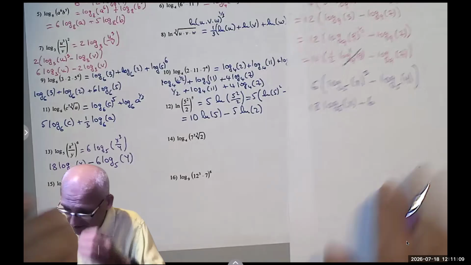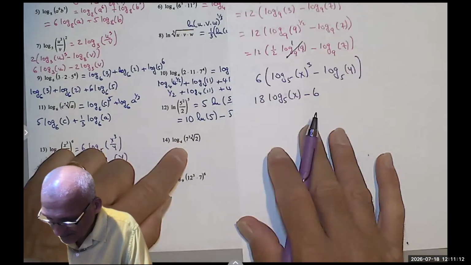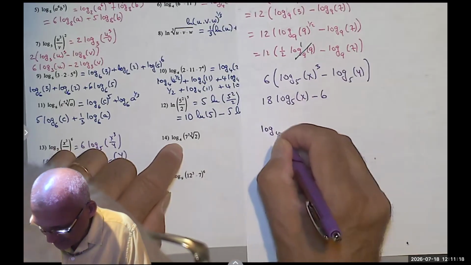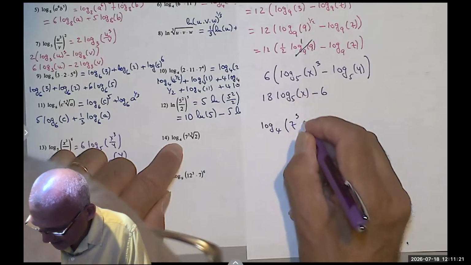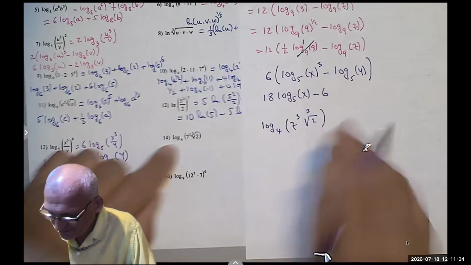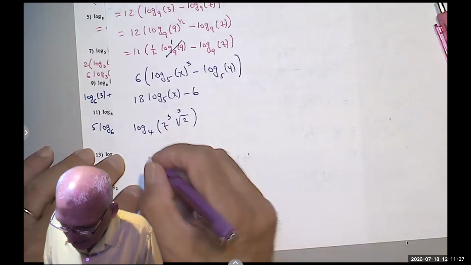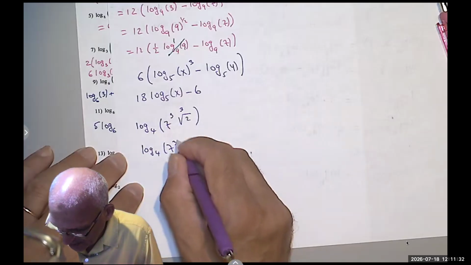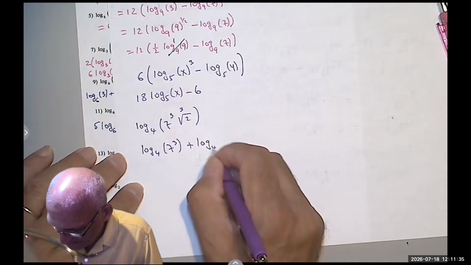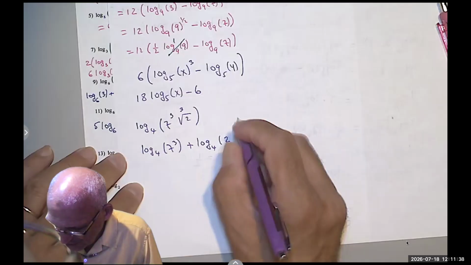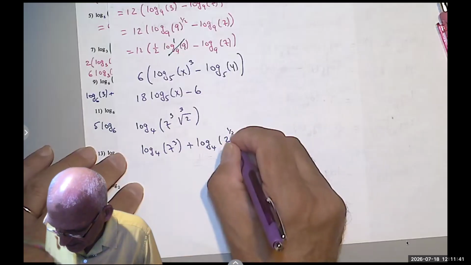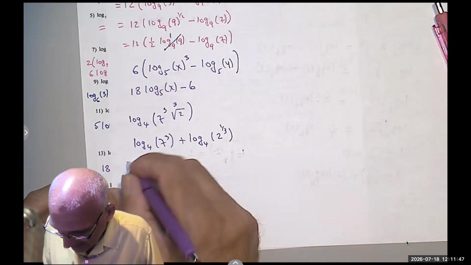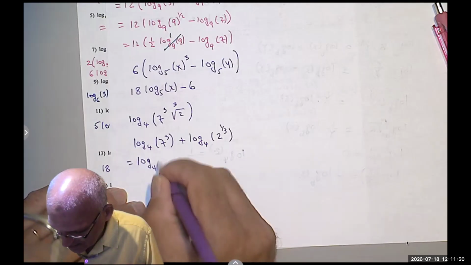Okay, number 40. This is an interesting one. Log to the base 4 of 7 cubed times the cube root of 2. So first of all, I'll break it down into 2: log to the base 4 of 7 cubed plus log to the base 4 of, and I write this as 2 to the 1/3. Now, do you see the same relationship?